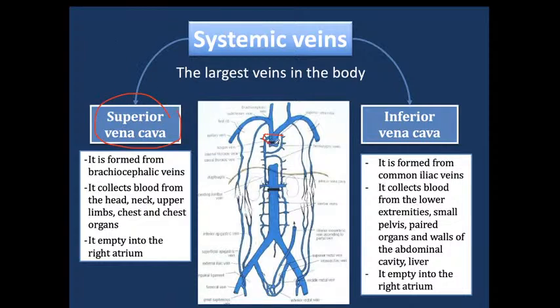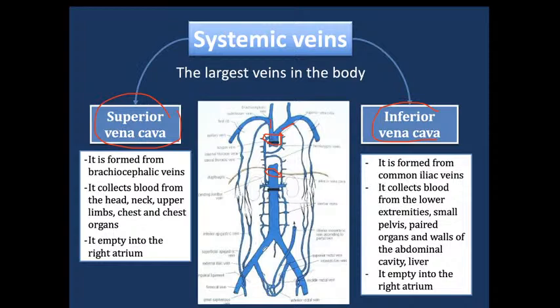Here is the superior vena cava. It is formed from the brachiocephalic veins, collects blood from the neck, from the head, from the upper limb and chest, and it empties into the right atrium. The second systemic vein is the inferior vena cava. It is here.